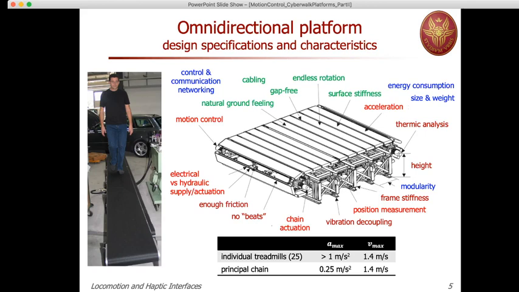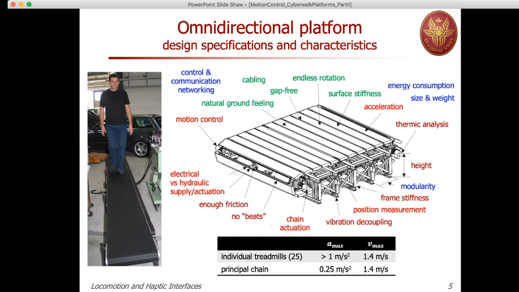And of course, this requirement also puts constraints on cabling: how you bring supply to the various components and motors, how you collect information from a sensor that may be placed below, and so on. The red part instead is more related to the motion control. In fact, motion control: how we design the command for the chain part as well as for the individual treadmill.